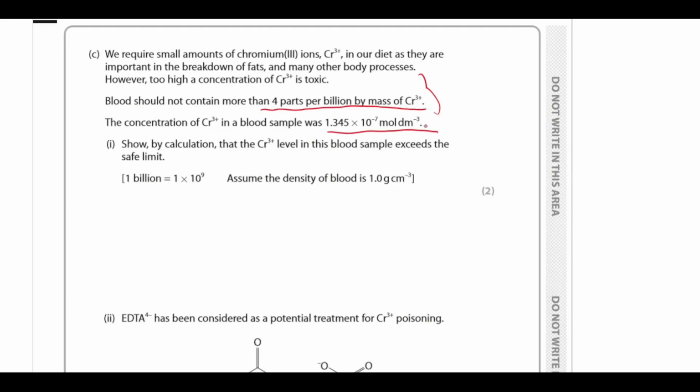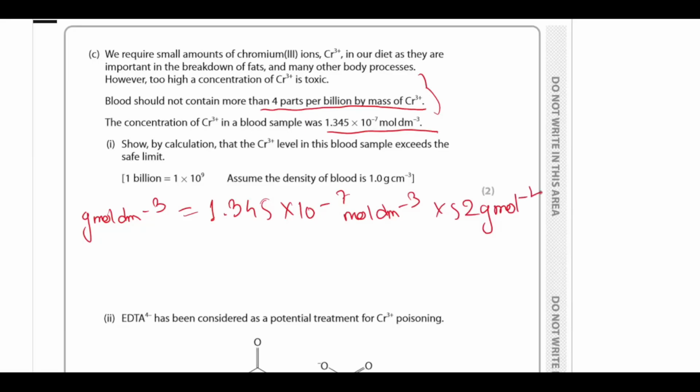Clearly see mole per dm cube is provided, right? So we can easily convert this into gram per dm cube first. So how can we do that? You just basically multiply this with the molar mass of chromium. So if we do the math, 1.345 times 10 to the power negative 7 times 52. Now if you see why I did it: mole per dm cube times 52 gram per mole. So the mole gets cut, so it's just gram per dm cube. Eventually you're getting 6.994 times 10 to the power negative 6 gram per dm cube.